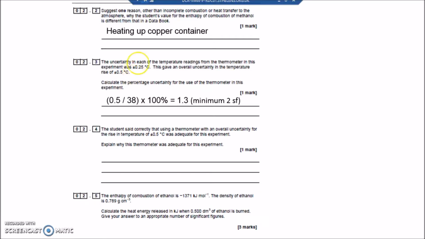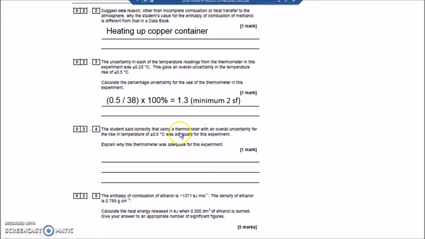These numbers here, this one's to one significant figure, this one's to two significant figures, so I'll take it to two significant figures. The 38 rather is to two significant figures as well. So 1.3 is a reasonable sort of level of accuracy.